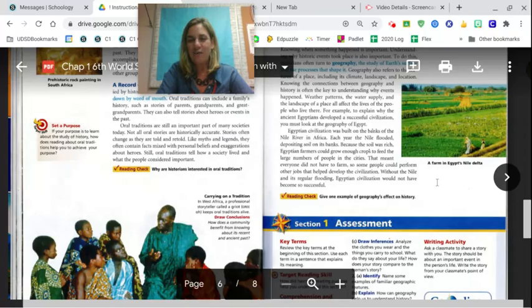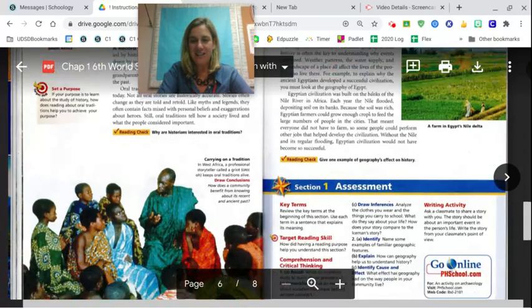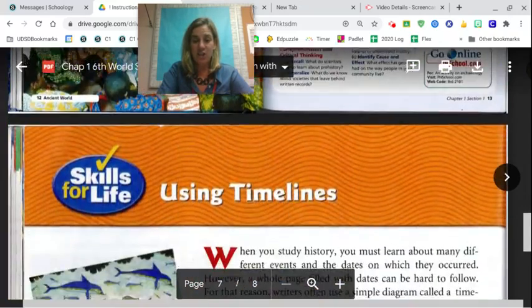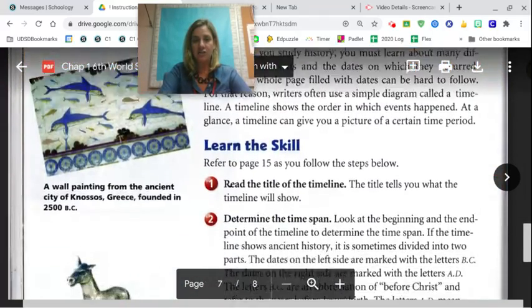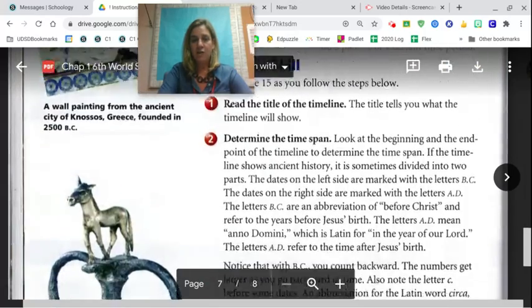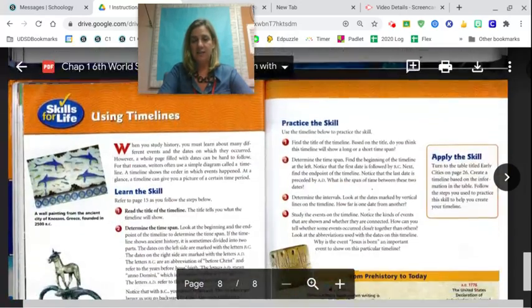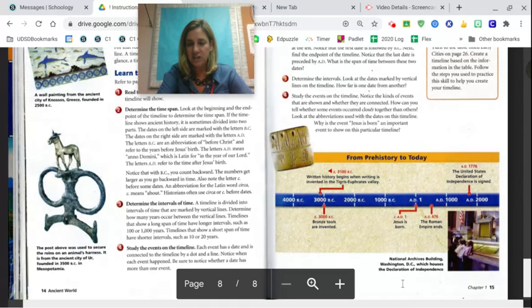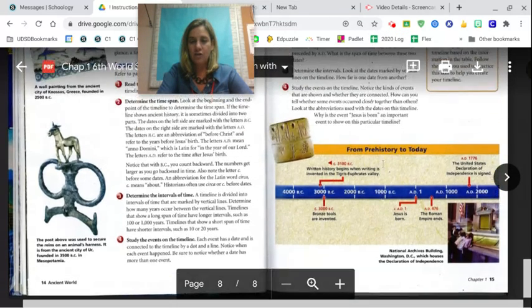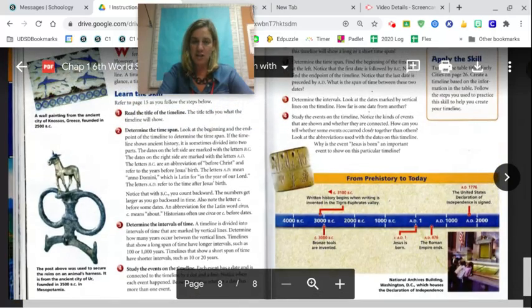Here we have a farm in Egypt's Nile Delta. Really, that's the end of our section, but I did want to pop into this last page and look at an extra skill that they have in here for timelines. Let's take a look at this infographic. From prehistory to today, this really lays out a visual for me. I want to look at that caption. National Archives Building, Washington, D.C., which houses the Declaration of Independence. So, a lot of information here.